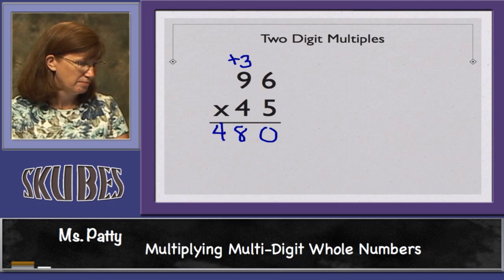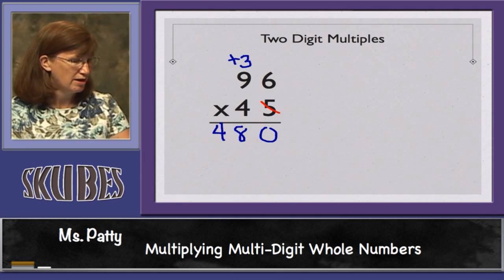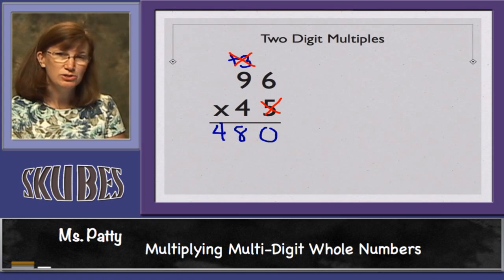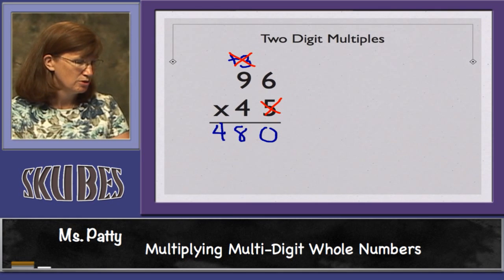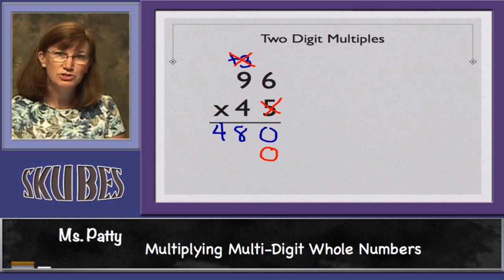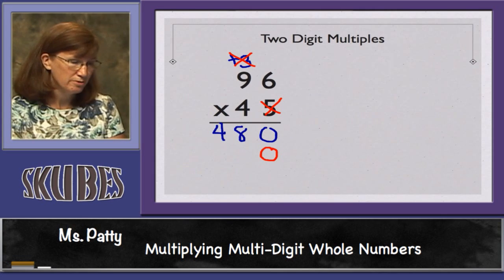Now, I'm going to change colors. We're done with our 5. We can cross it out. We're done with what we carried. We're going to cross that out. And because we're completely done in the ones house, we're going to put a 0 in the ones house. And now we're going to start multiplying with our 4.